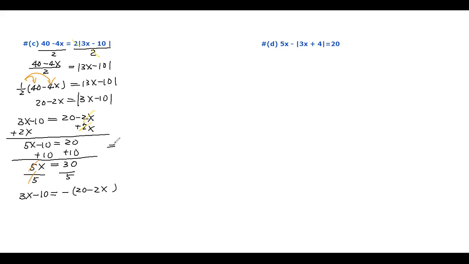So what is my final answer? x equals 30 divided by 5, which is 6. So this is one solution here. Okay, now let's take a look at the other solutions.